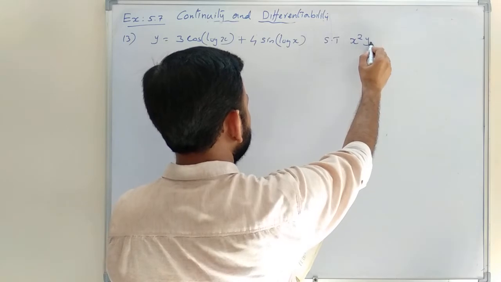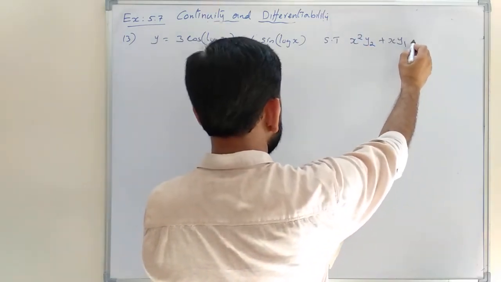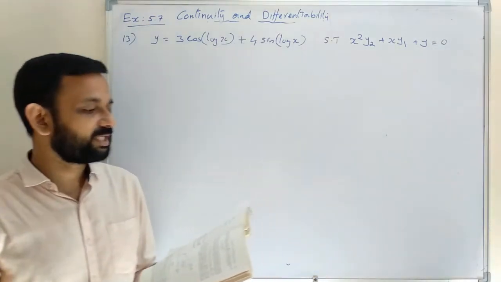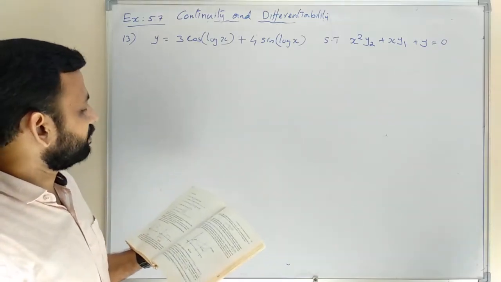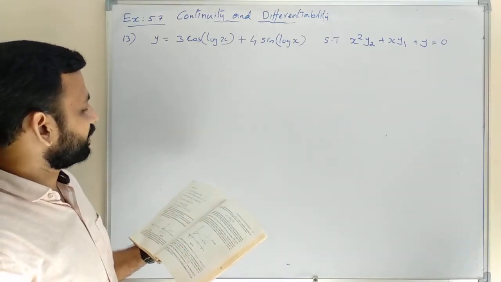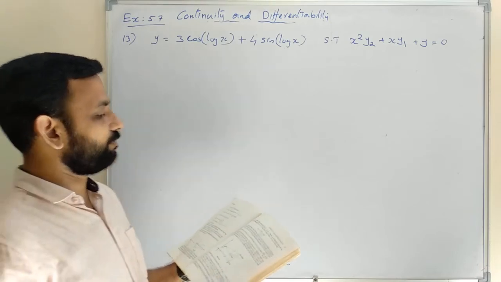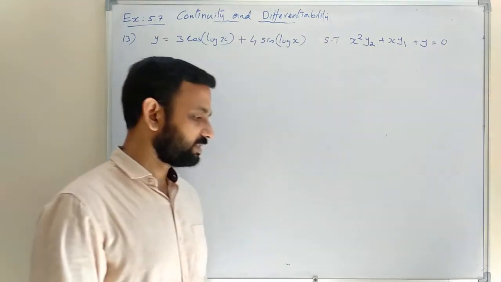x square y2 plus x y1 plus y equal to 0. And here y is equal to 3 cos log x plus 4 sin log x. Show that x square y2 plus x y1 plus y equal to 0. So this is our question.